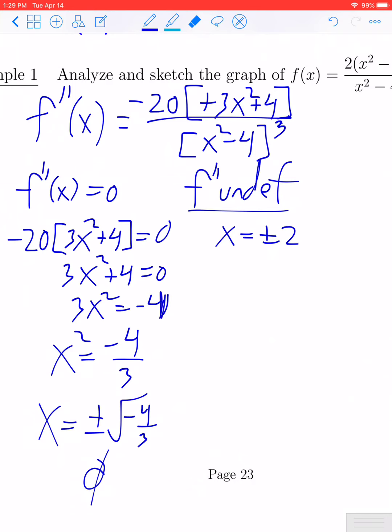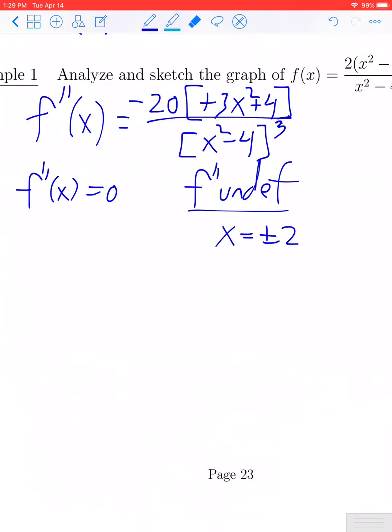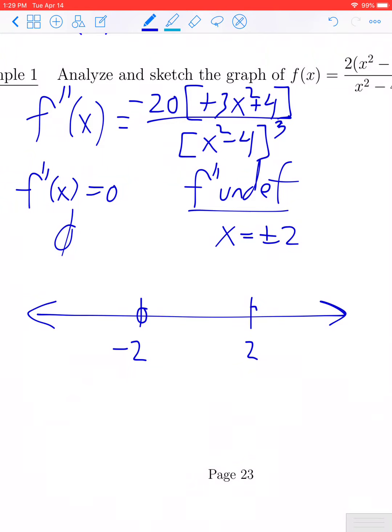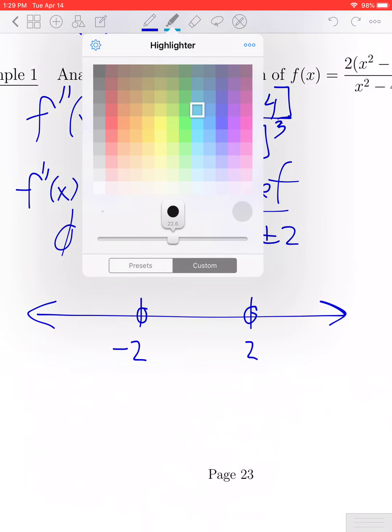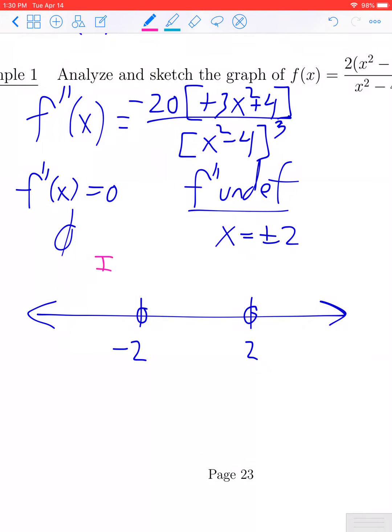Let's now go ahead and do our sign chart for the second derivative. That'll tell us about the concavity. So we have two numbers here, negative 2 and positive 2. Those correspond to the vertical asymptotes of our original function. Those two numbers break the number line up into three regions. Region 1, Region 2, Region 3.